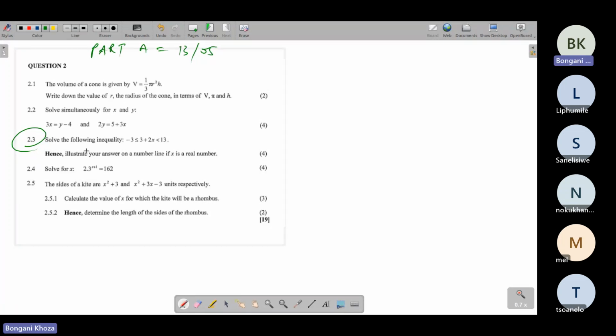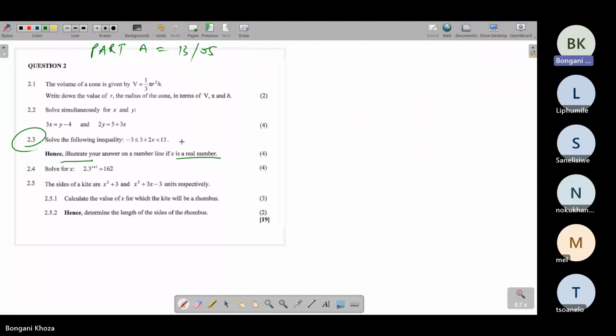Question 2.3, we are asked to solve the following inequality. We are given -3 is less than or equal to 3 plus 2x, which is less than 13, right? So I'm supposed to solve for this inequality. Afterwards, I'm supposed to illustrate or show your answer on a number line if x is a real number. So here they're trying to see if you know what a real number will be. They're trying to see if you know how to draw your number line.